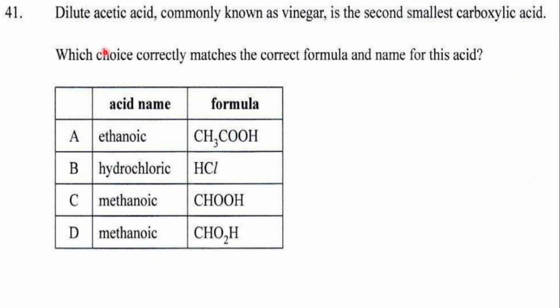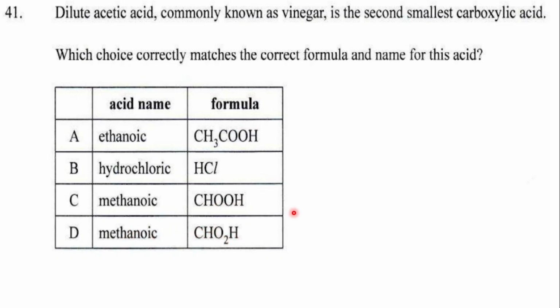Let's move on to question number 41, and it says dilute acetic acid, commonly known as vinegar, is the second smallest carboxylic acid. Which choice correctly matches the correct formula and name for this acid? Is it A, ethanoic acid, CH3COOH? Is it B, hydrochloric acid, HCl? Is it C, methanoic acid, CHOOH? Or is it D, methanoic acid, CHO2H?